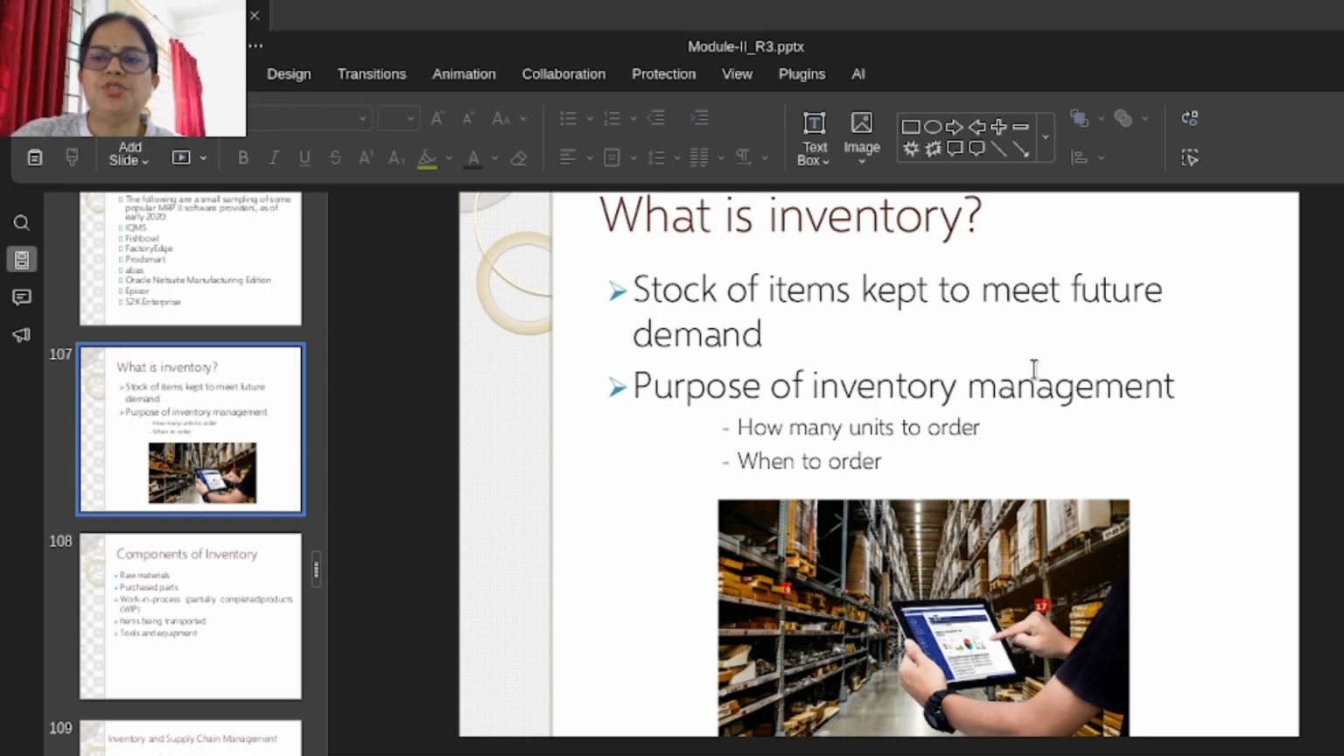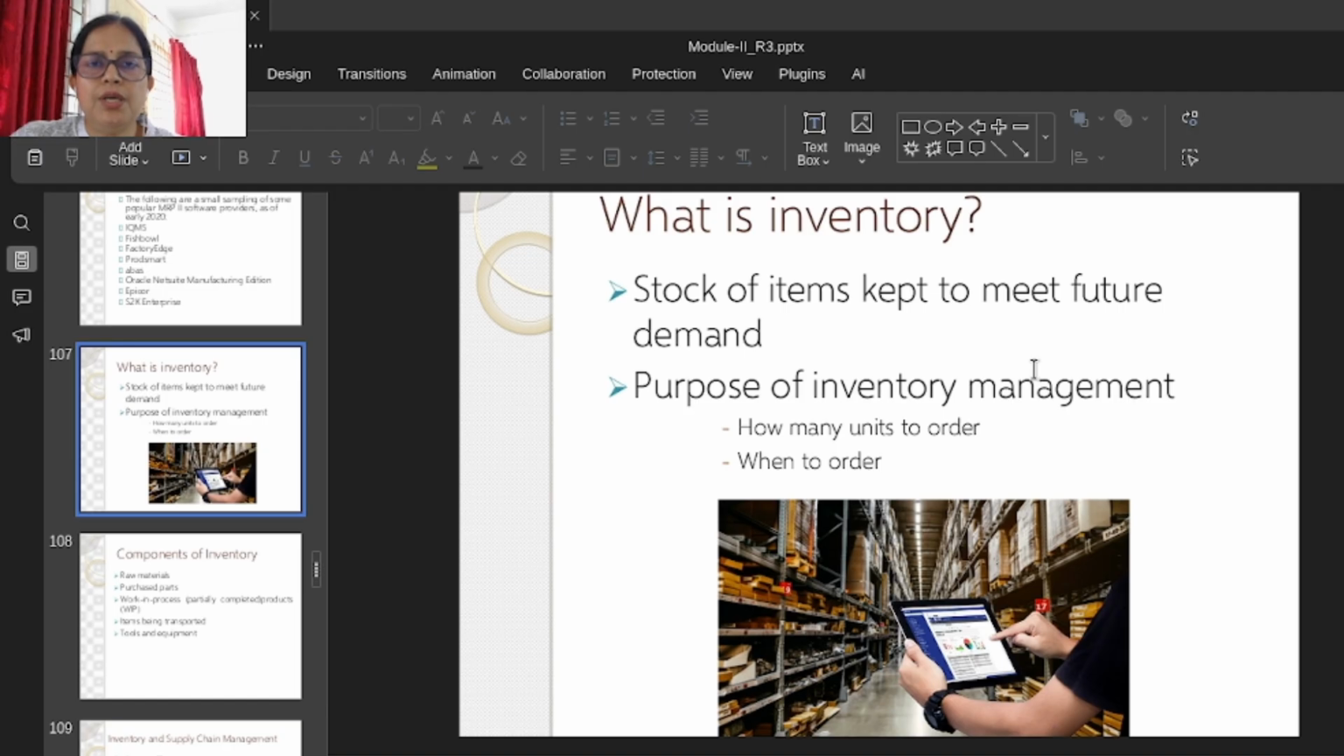What is the purpose of inventory management? The purpose of inventory management is to decide how much we need to order when we are placing the order for the materials, and when we need to order. What is the time between the orders, and what is the quantity we need to order when we place each order? That is called inventory management.